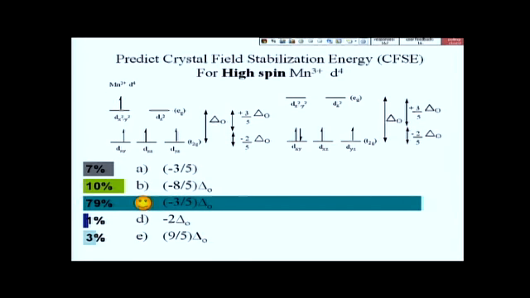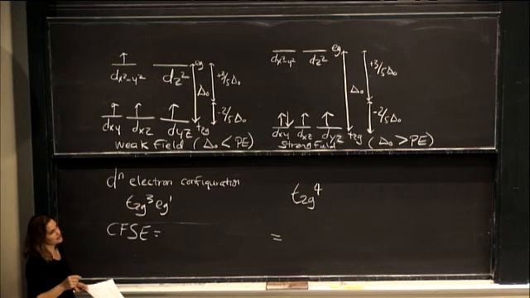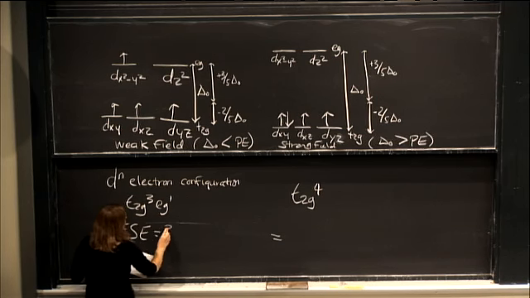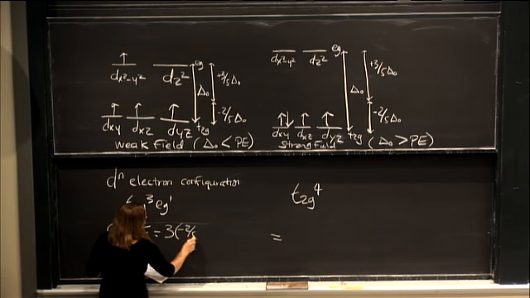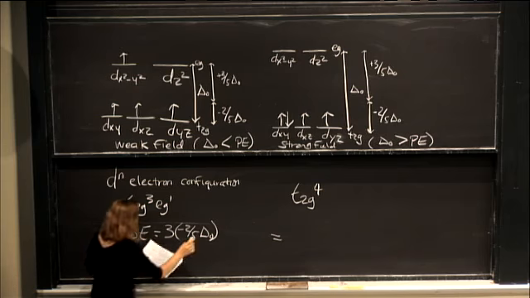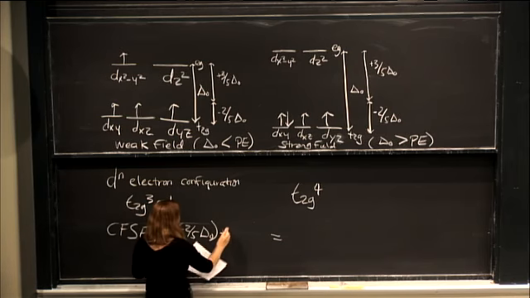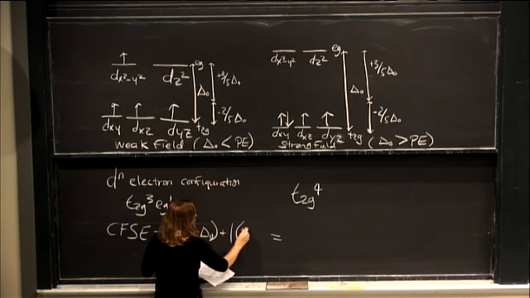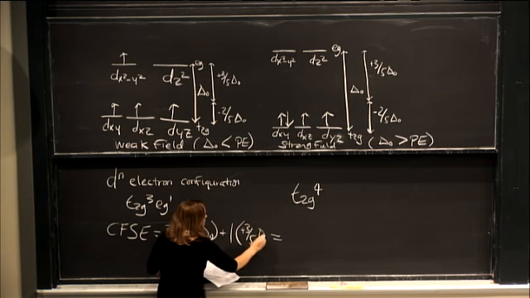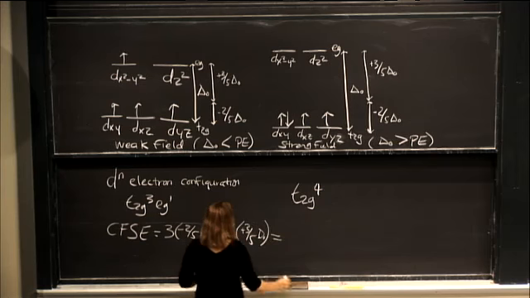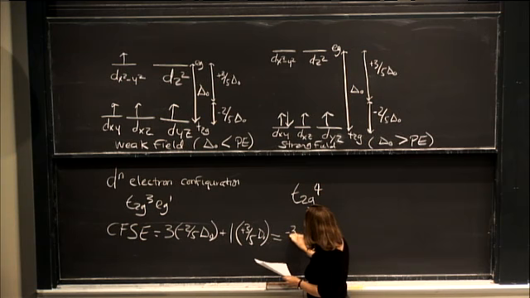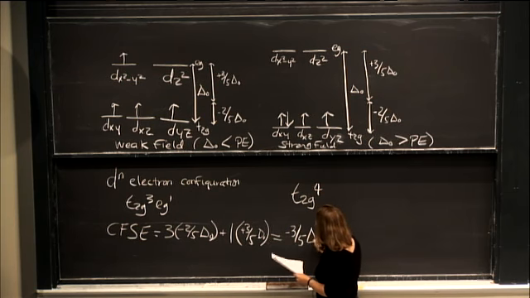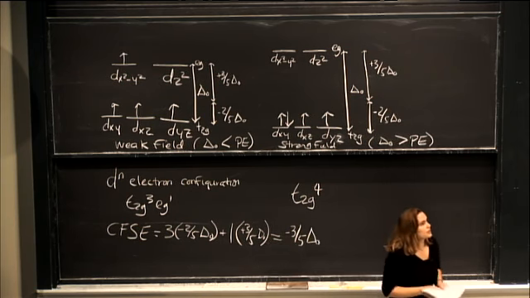Okay, pretty good. So let's work this out. So first we consider how many electrons we have in the lower set of orbitals. So we have 3. Those 3 are stabilized by 2/5. And then we have 1 in the upper set. So we have 1 at 3/5 times the octahedral crystal field splitting energy. So this ends up with minus 3/5 times the octahedral crystal field splitting energy.